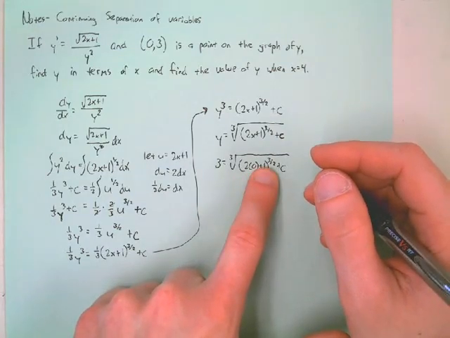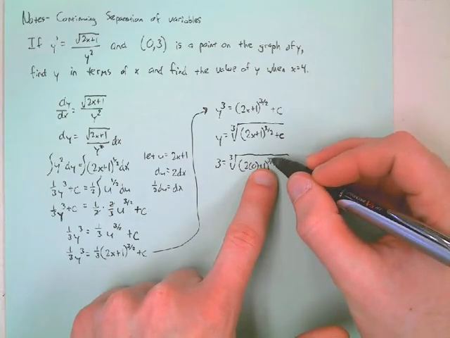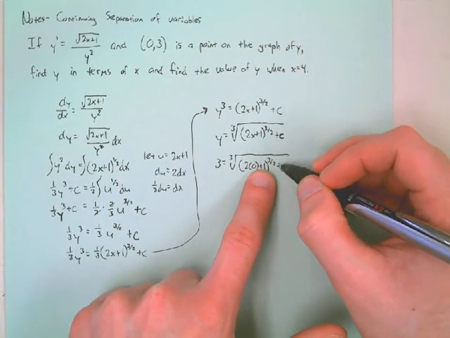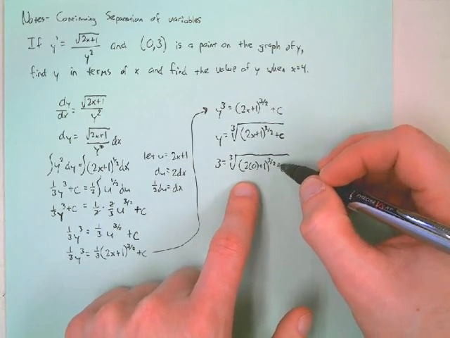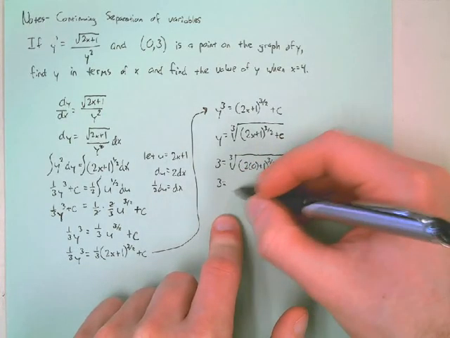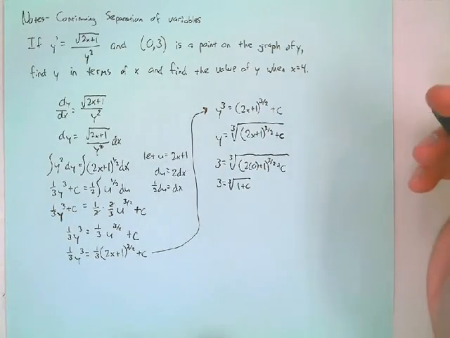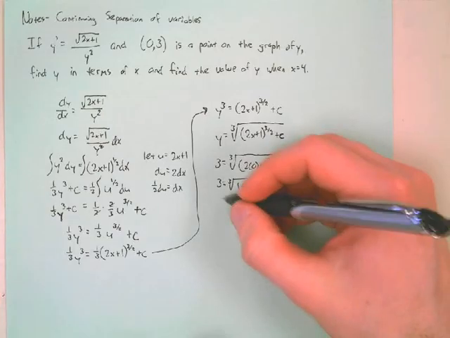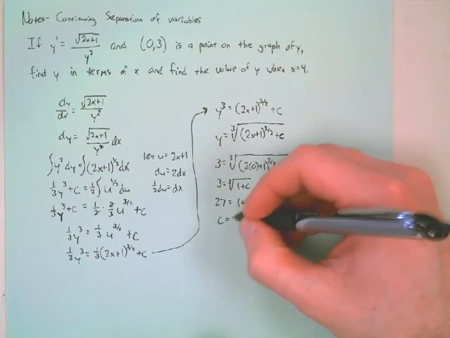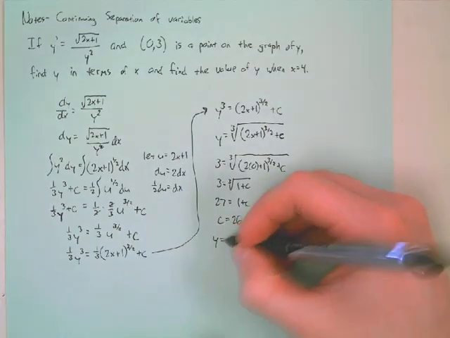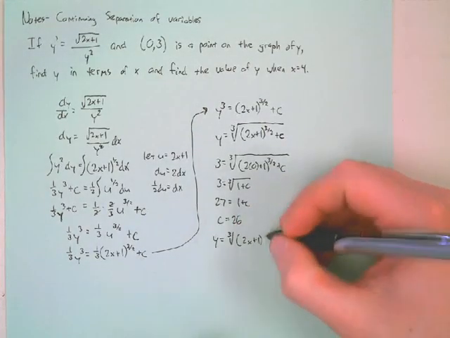1. Right. Remember, when you do something to the 3/2 power, that's like cubing it and then square rooting it, or vice versa, square rooting it and then cubing it. Since we have 1, 1 cubed is 1, square root of 1 is still 1. And so 3 equals the cube root of 1 plus c. And now what should we do? Cube both sides, canceling out that cube root. So we get 27, right? 3 cubed is 27. 1 plus c. So c is 26. And so y equals the cube root of 2x plus 1 to the 3/2 plus 26.